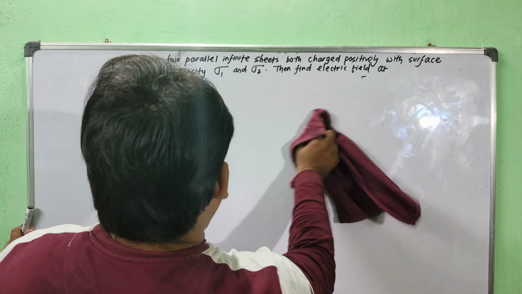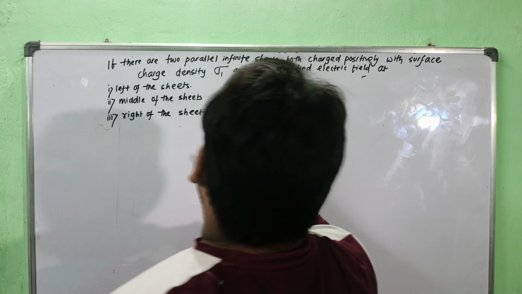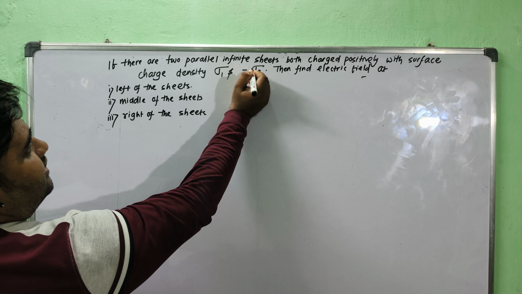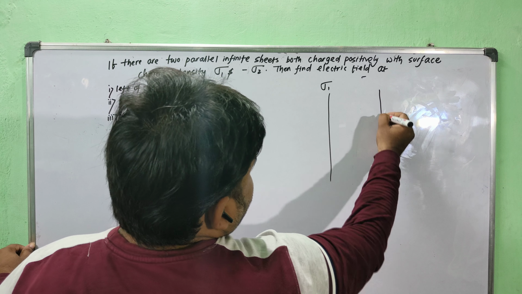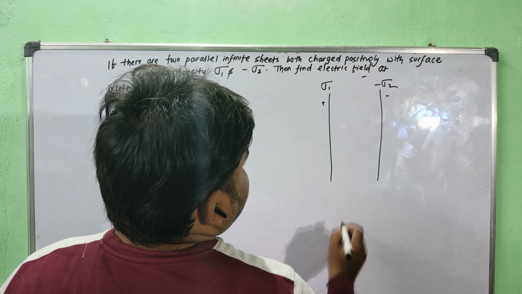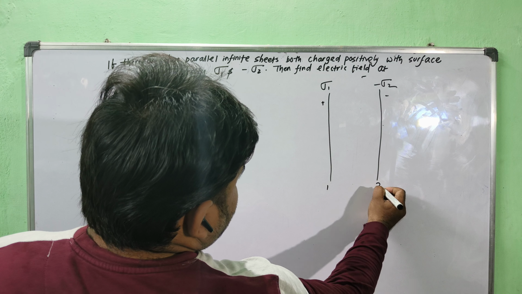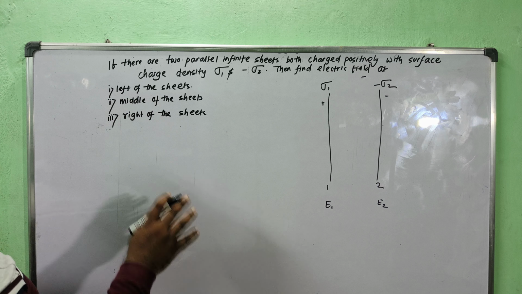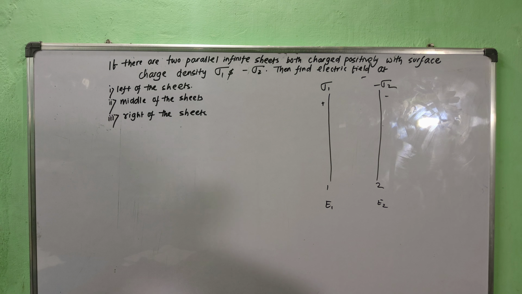Now, if one plate is charged with sigma 1, that is positive charge, the other is charged with minus sigma 2. This plate is positive and this plate is negative. This is your homework. This is sheet 1, sheet 2, E1, E2. You need to find electric fields to the left of the sheets, in the middle of the sheets, and to the right of the sheets. Okay, this is your homework.